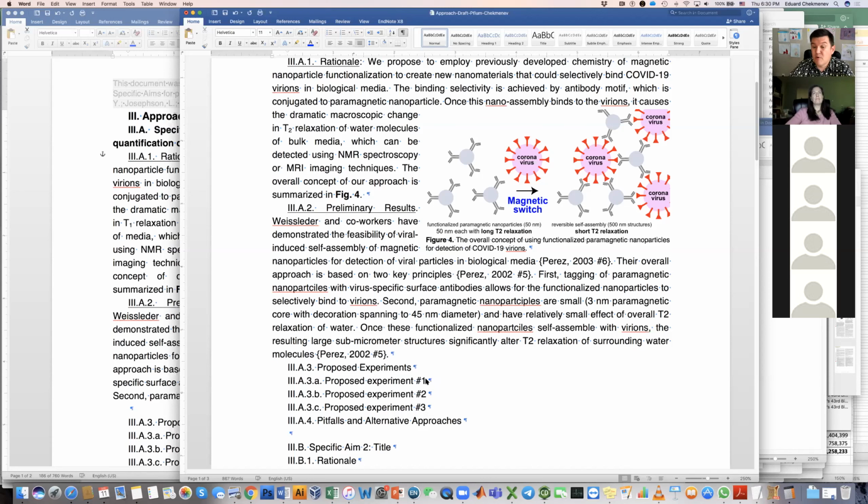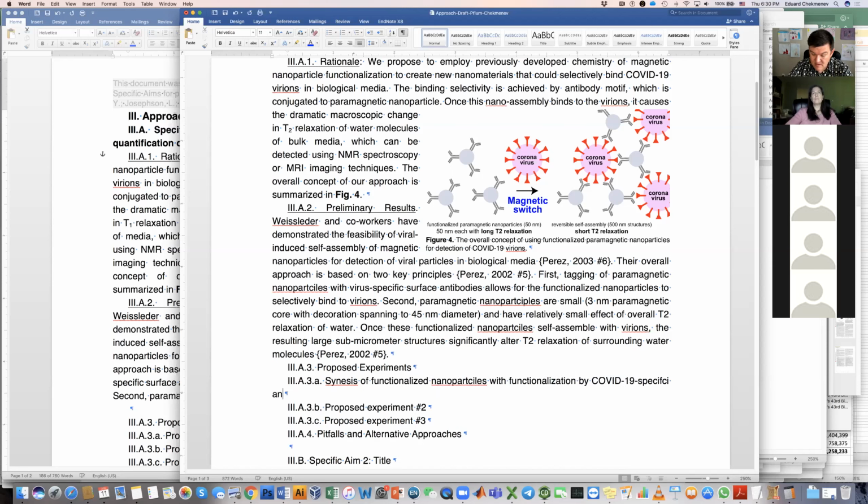So proposed experiment number one, what do I think I will be doing? Well, most likely proposed experiment number one will be synthesis of functionalized nanoparticles, with functionalization by COVID-19 specific antibody. And as you see, as I'm drafting, my text is not perfect.